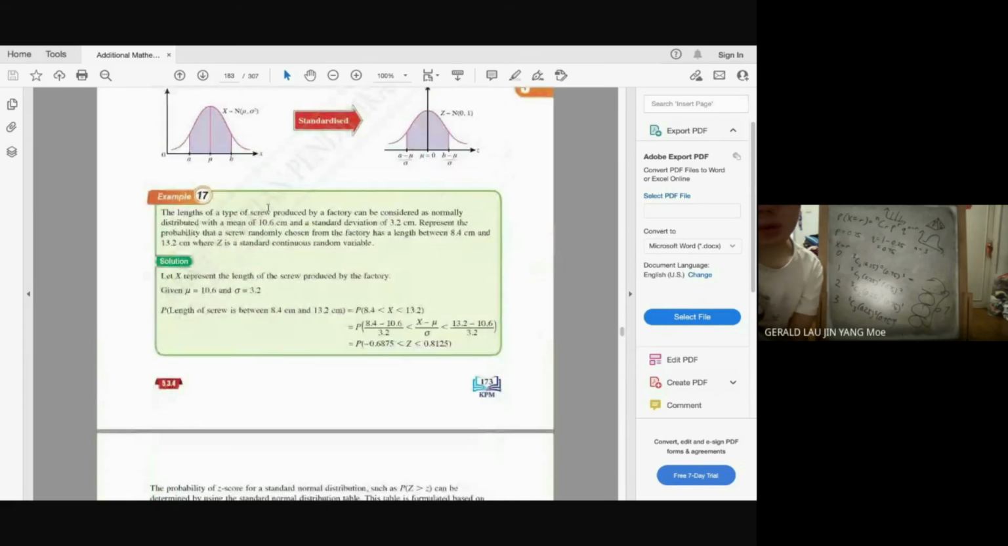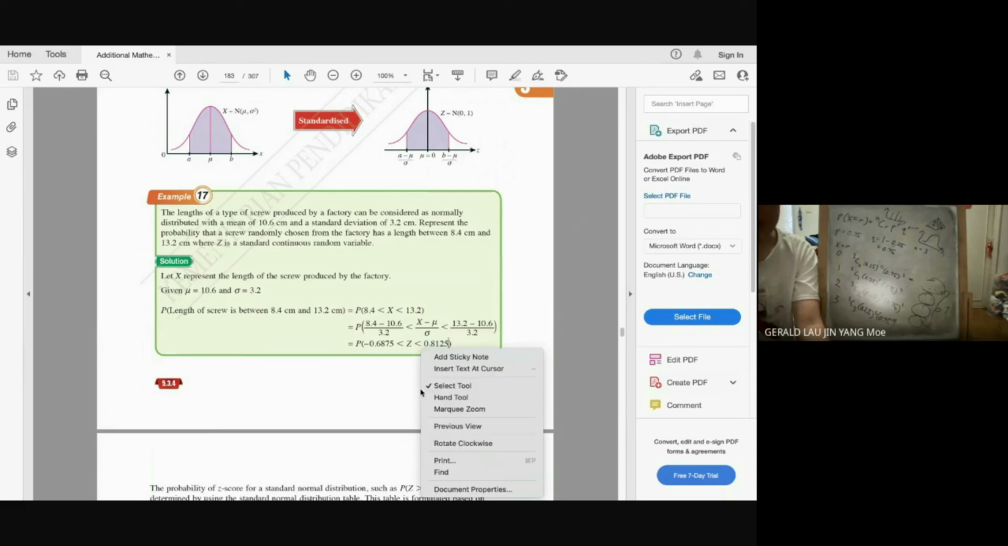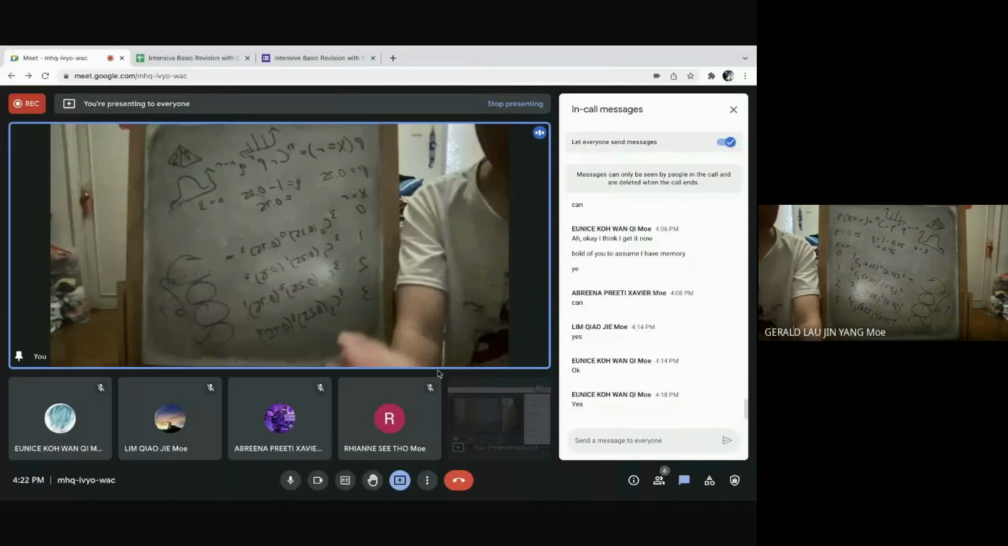The length of a type of screw produced by a factory can be considered as normally distributed with a mean. They give you the mean. They give you the standard deviation. Represent the probability that a screw randomly chosen from the factory has length between 8.4 and 13.2. So 8.4 and 13.2 is for x. This is the normal distribution. But when you want to standardize it, for the minimum you minus the mean over the standard deviation, so you get your z-score. The same thing for the maximum, minus the mean, divide by the standard deviation, you get your z-score. So this is the x, the normal distribution. This is the standard normal distribution, your z-score. Minus mean over standard deviation.